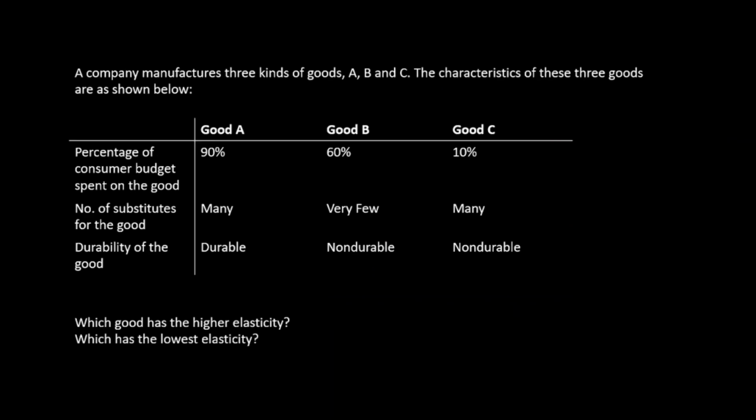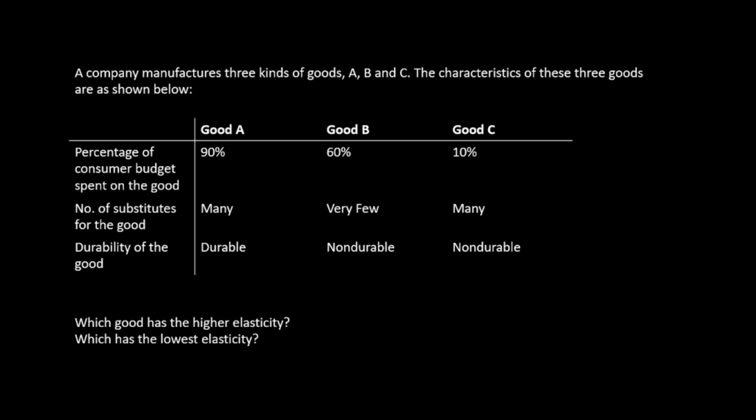A company manufactures 3 different goods, A, B, and C, and you have the characteristics of these 3 goods as shown in the table. So you need to find out which good has the highest elasticity and which has the lowest elasticity. Now let's look at the characteristics one by one. And let's start with good A.